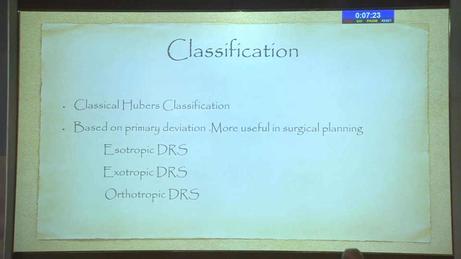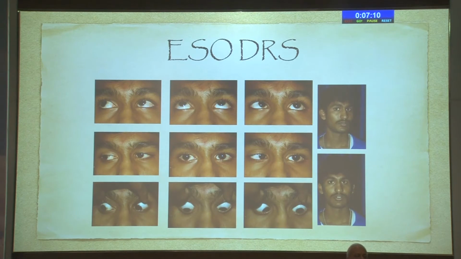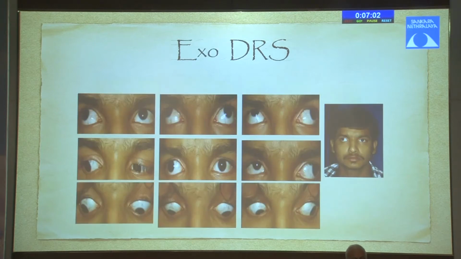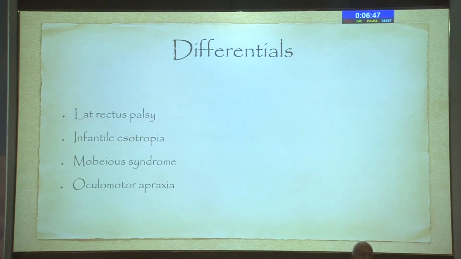Classically, we have all learned about Huber's classification, but based on primary deviation, it is more useful from a surgical planning point of view to classify them as esotropic, exotropic, or orthotropic Duane syndrome. So ESO-DRS is mostly esotropia in the primary gaze, may have a head posture like this gentleman, and sometimes palpebral fissure changes as noted classically in the literature. This is a patient with exotropic Duane's. As you can see, there is limited adduction, but not so much abduction limitation, and not so much narrowing of palpebral fissure, but a head posture.